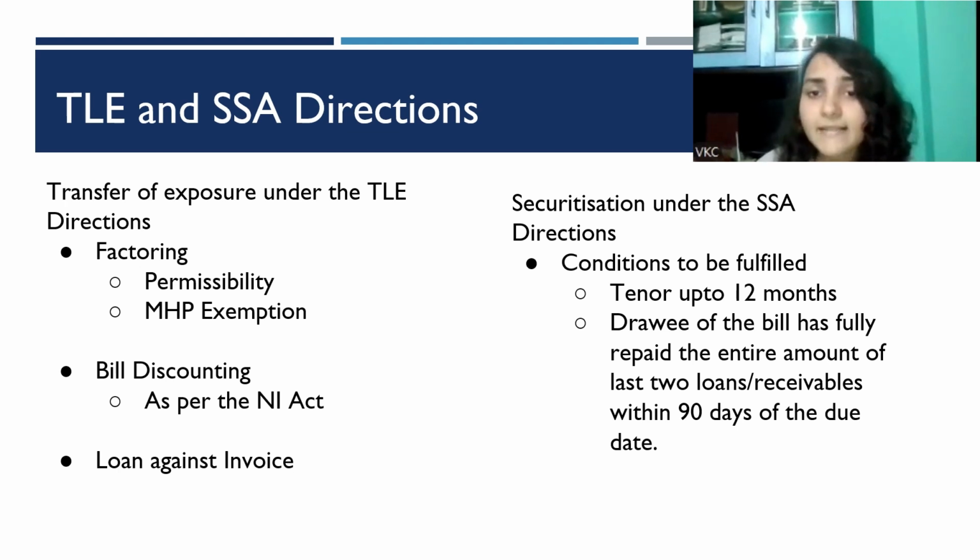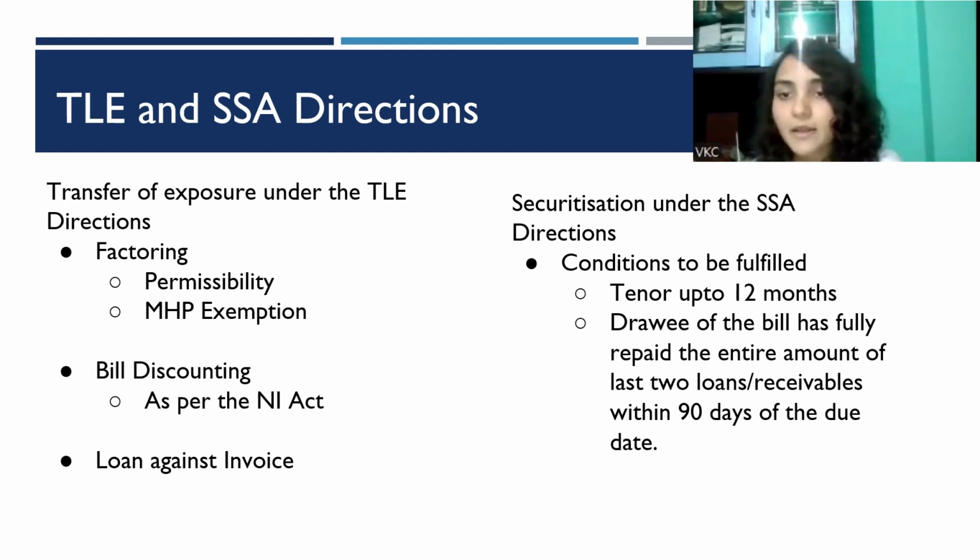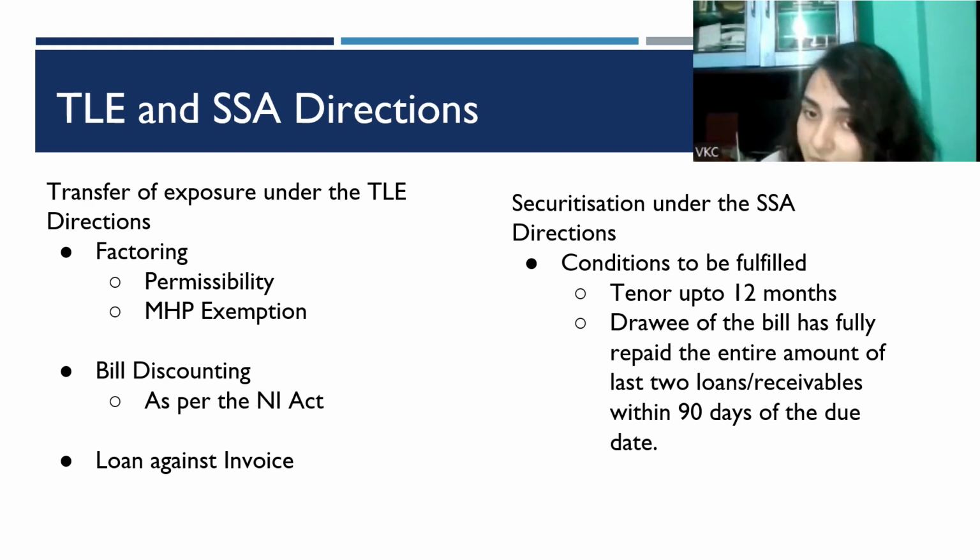Now, let's examine the transferability of discounted bills of exchange. Bill discounting involves a financial institution purchasing a bill of exchange from a business before its maturity date at a discount. The transfer of discounted bills of exchange will be governed by the Negotiable Instruments Act and not the TLE directions. The third modality that we discussed today is loan against invoice.